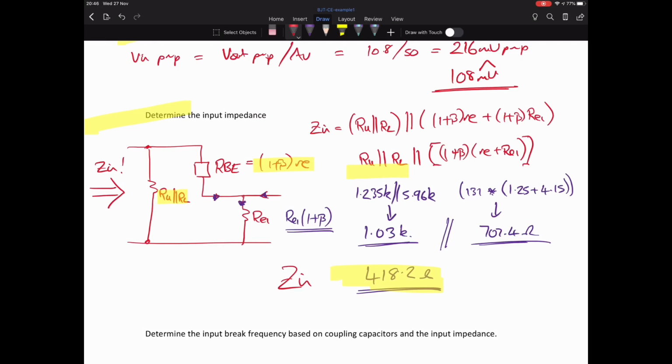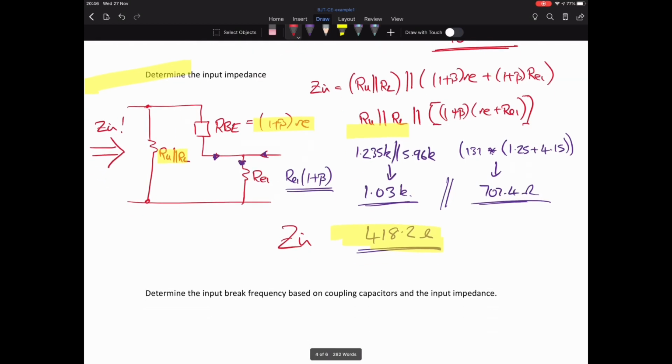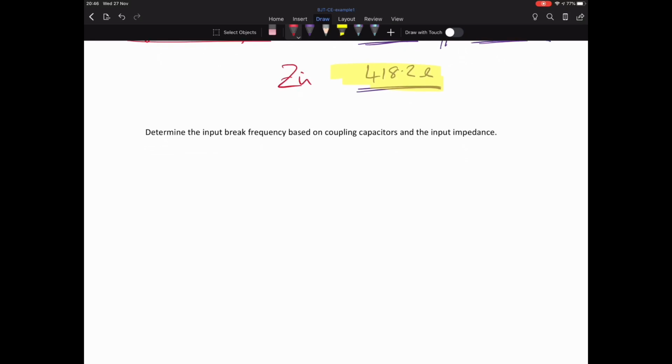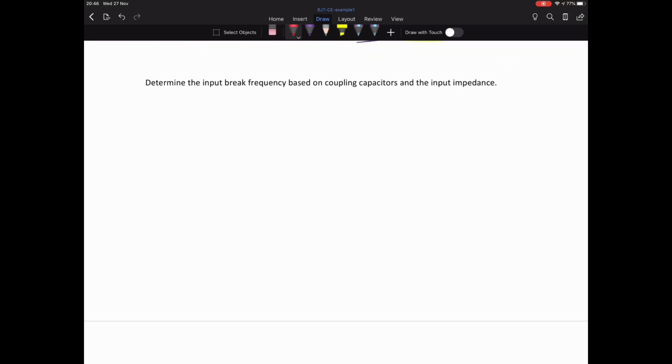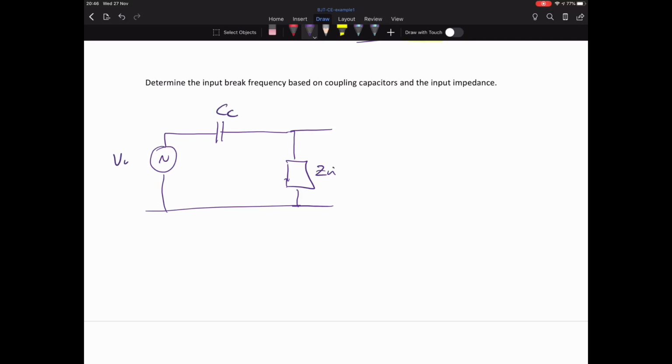Now, why am I doing that? I'm doing that for a number of reasons, because I want to establish what that impedance is, and now I'm going to use it. I'm going to use it to look at the effect of the coupling capacitance. So we have a sine wave source through a coupling capacitor into an input impedance. Okay, now immediately you should look at that and start to think this is a high-pass filter with a coupling capacitor, an input voltage source, a sine wave, and an output and an input impedance, Z in.